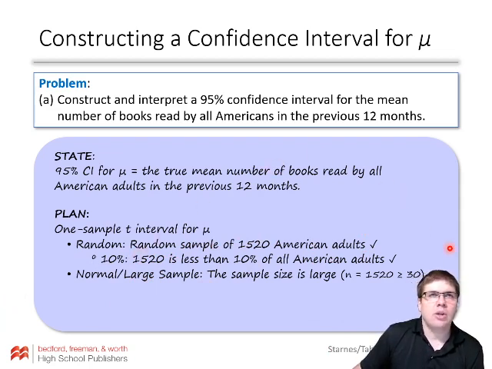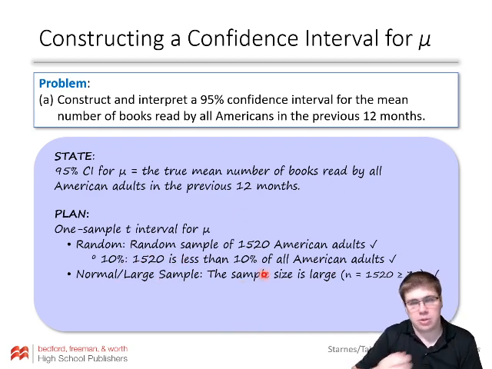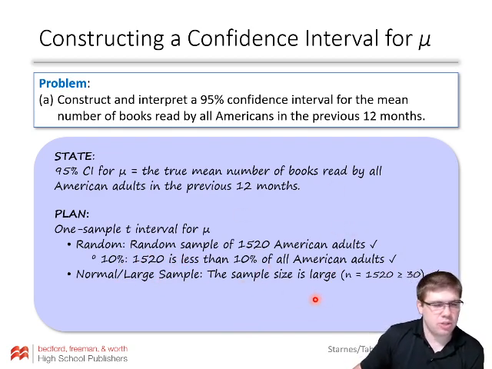And then the normality condition. In this case, our sample size is quite large, regardless of the shape. It sounds like there's a whole bunch of people who are reading 0 books, so the shape is not normal for our population, but by the central limit theorem, the sample size is large enough, so we can go ahead and proceed. So that's our state step and our plan step.